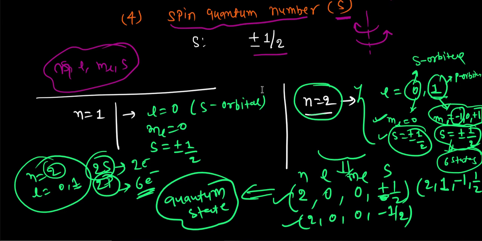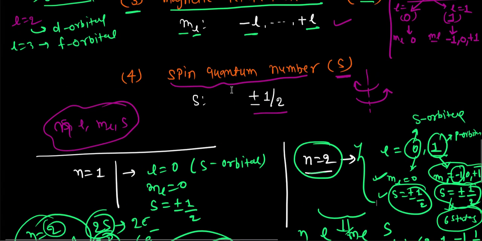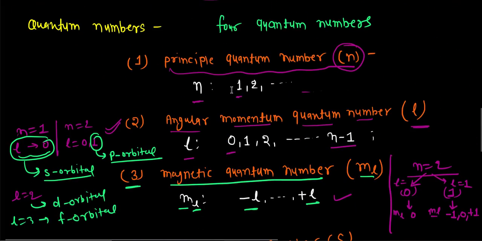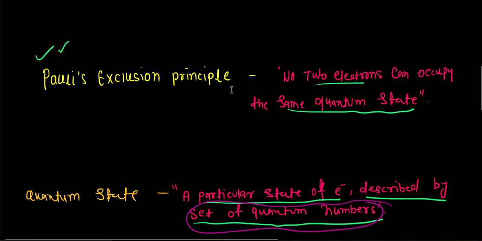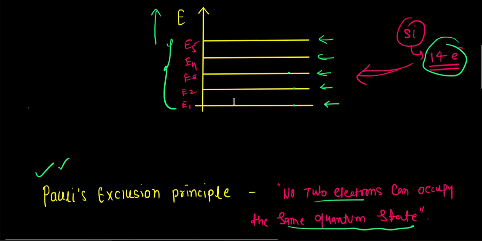Okay, so these two things we have discussed. First is Pauli's exclusion principle, which says that no two electrons can occupy the same quantum state, and then we have discussed what a quantum state is. Now let's fill up these energy levels for silicon. Okay, so the first electron, now let me remove this.